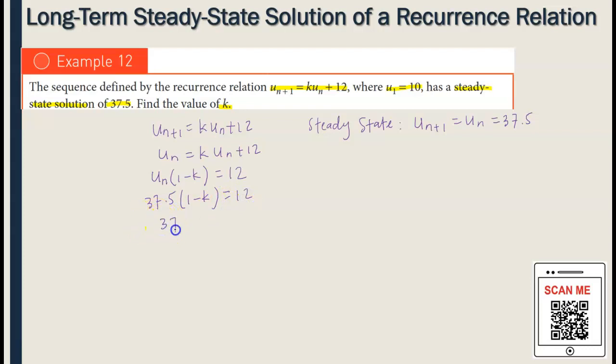So that means I have 37.5 minus 37.5k equals 12. Then I put the 37.5k on the right hand side to make it positive, and I have 37.5 minus 12 here. So that means I will have k equals 37.5 minus 12, which is 25.5, divided by 37.5. So the answer will be 17 over 25.